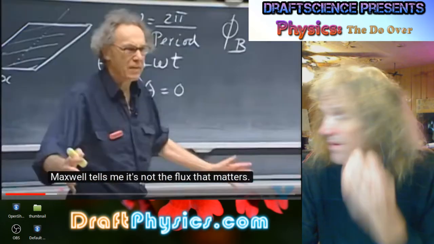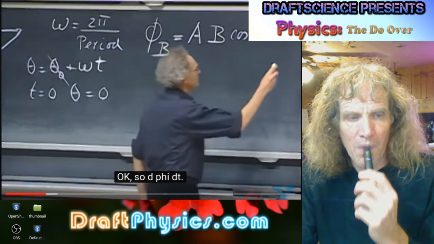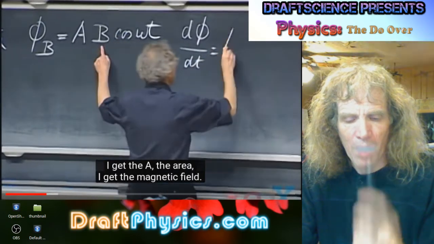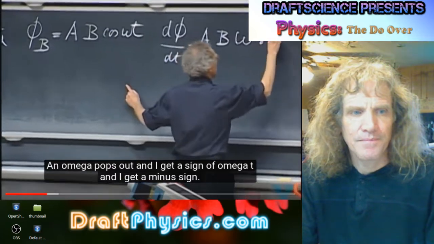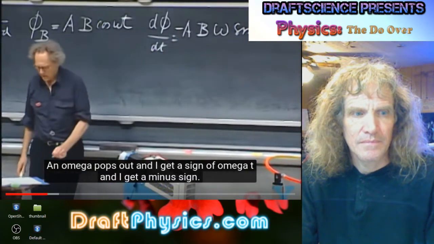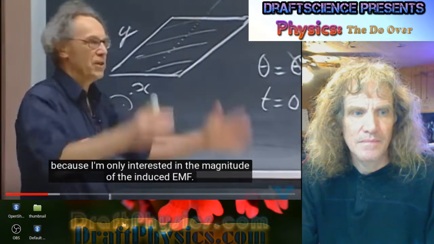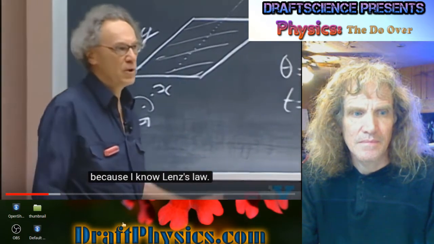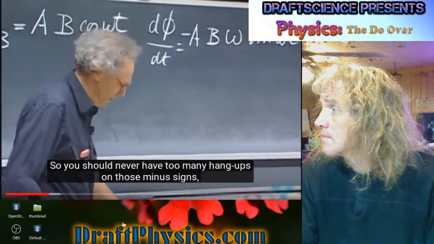Maxwell tells me it's not the flux that matters. It is the change in the flux that matters. So d phi dt. I get the area, I get the magnetic field, an omega pops out, and I get a sine of omega t, and I get a minus sign. Normally I don't care about minus signs, because I'm only interested in the magnitude of the induced EMF. I always know in which direction the current will flow, because I know Lenz's law. So you should never have too many hang-ups on those minus signs.